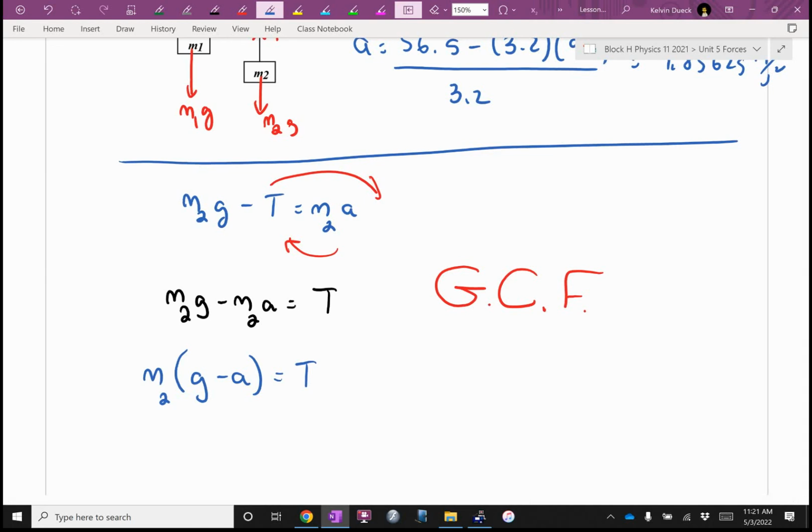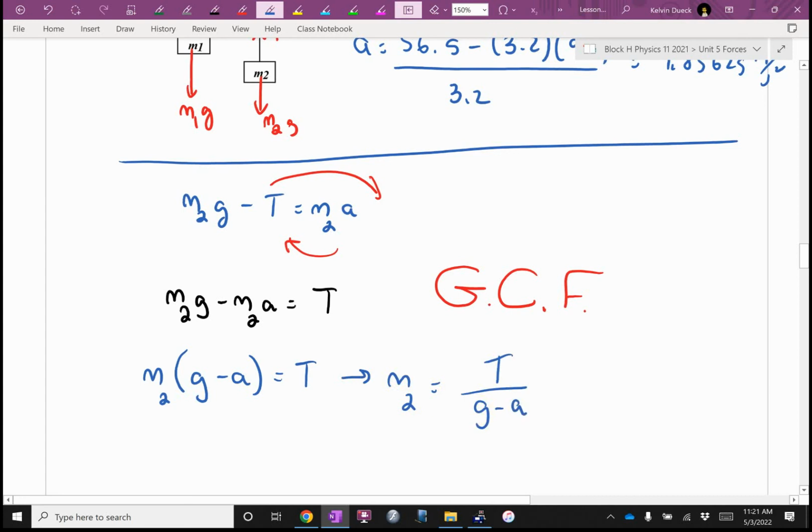Casey, how many M2s do I have now? How many would I prefer? 1. I need to get it by itself. I need to move the bracket over. What's the bracket doing to the M2? Adding, subtracting, multiplying? So how will I move the bracket over? Well done. M2 is going to be tension divided by G minus A.